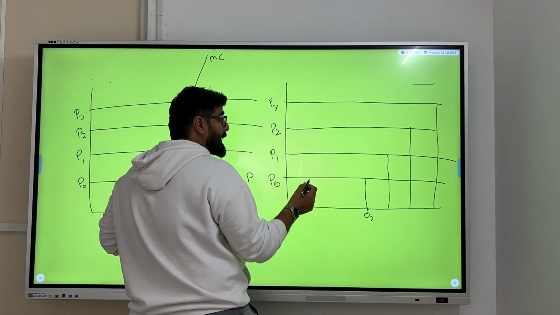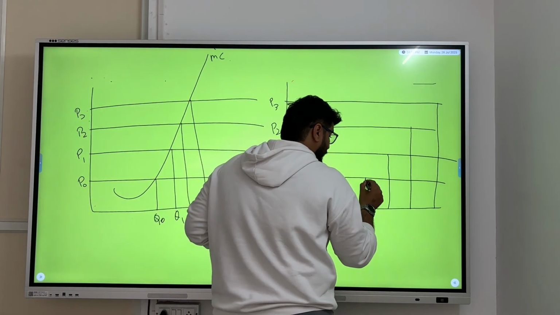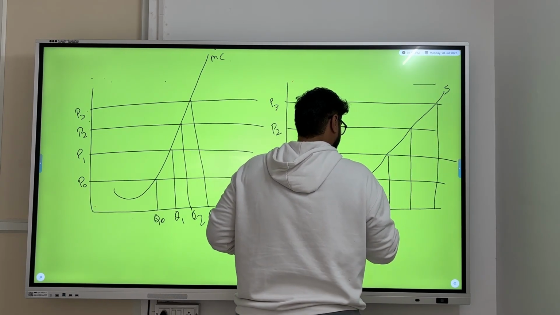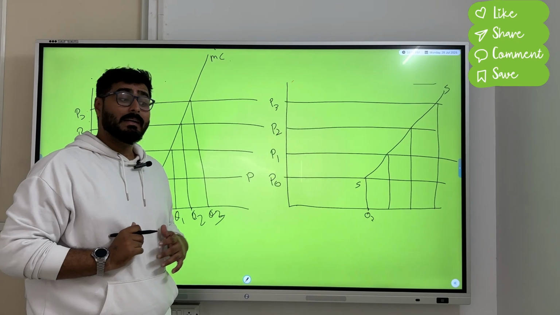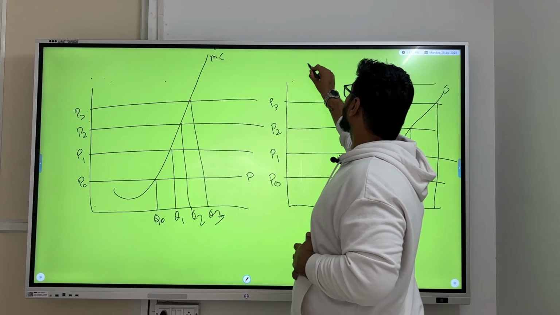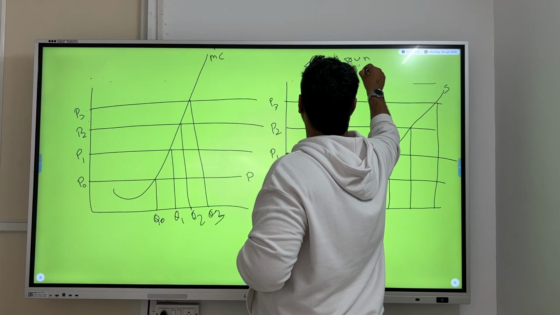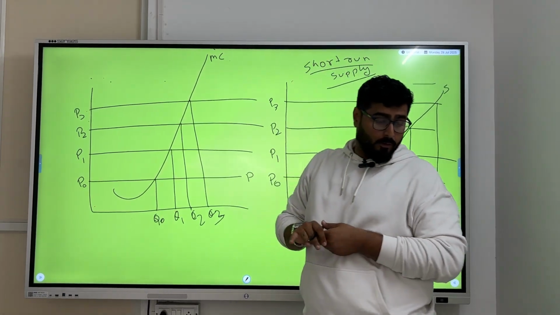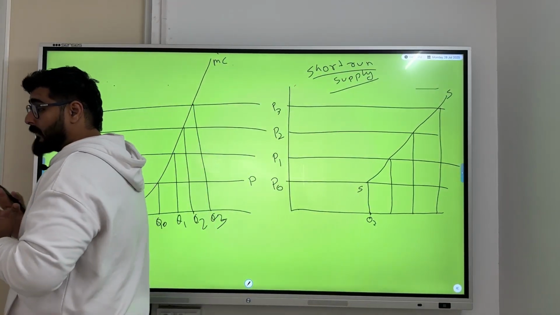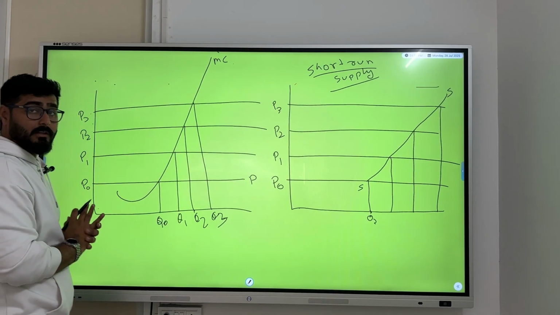When I make a locus of all of these points like this, just watch. This is my supply curve. So this is the determination of the short run supply curve. Short run supply curve I am determining through equilibrium in a perfectly competitive market. I hope this part is pretty much clear to all of you.